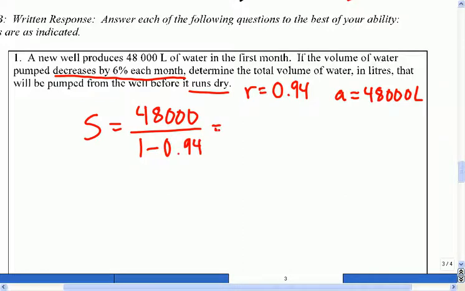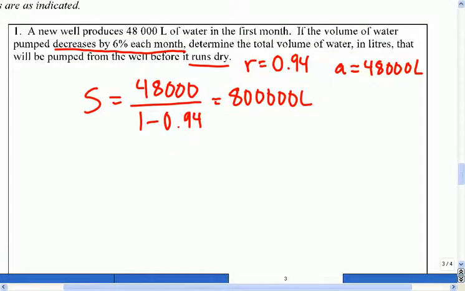And that's 48,000. So it becomes 800,000 liters of water.